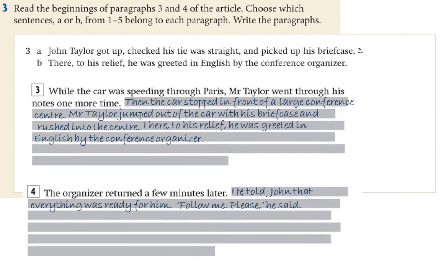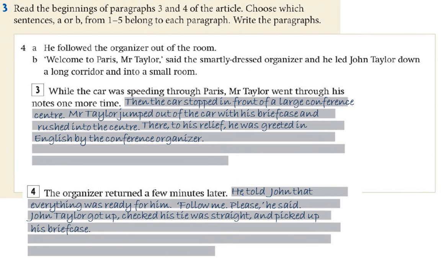In this case, sentence A belongs to paragraph 4. The organizer returned a few minutes later. He told John that everything was ready for him. Follow me, please, he said. John Taylor got up, checked his tie was straight, and picked up his briefcase. Let's go to sentence 4. He followed the organizer out of the room. It is very clear that this belongs to paragraph 4 because he is already with the organizer.